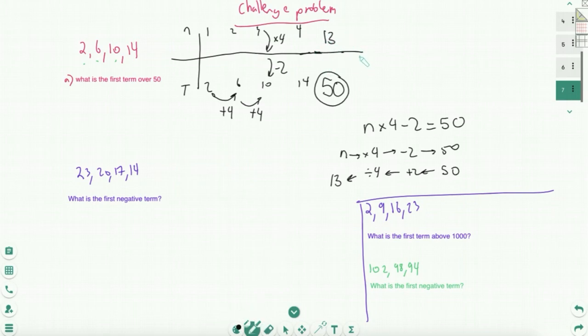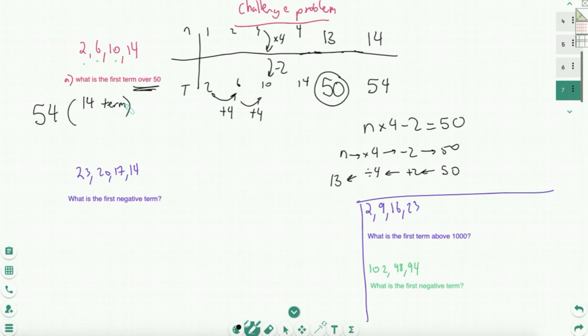50 is the 13th term. Well, we're looking for the first term over 50. So the next term after 50 is 54, which is the 14th term. So that's our answer, guys. The first term over 50 is 54, and that is the 14th term.